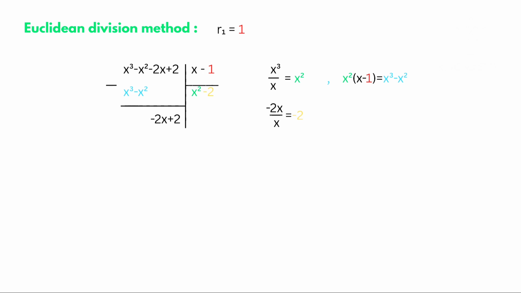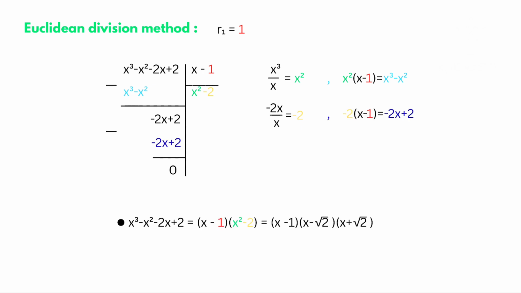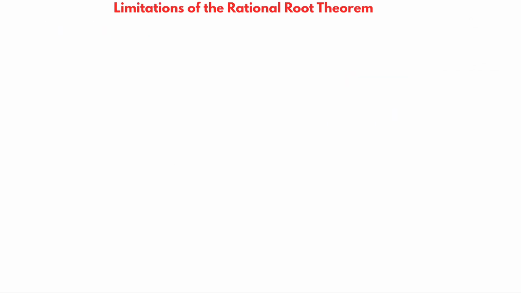We divide the first term of the new polynomial, which is minus 2x plus 2, by the first term of the divisor, x. Then we multiply the result by the divisor, and after subtraction, we obtain a remainder equal to 0. Now, let's discuss some limitations of the rational root theorem.